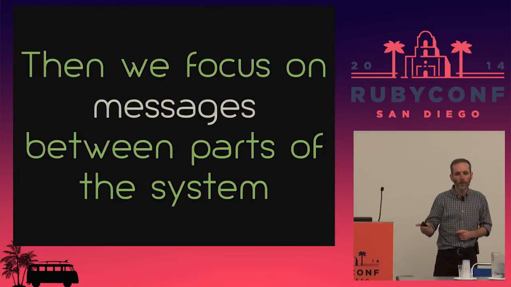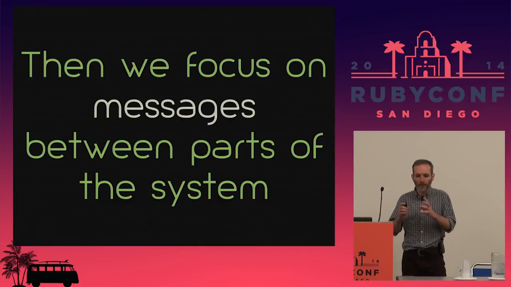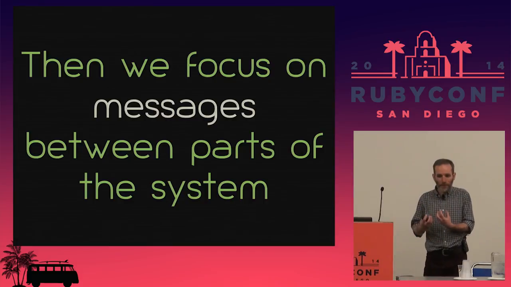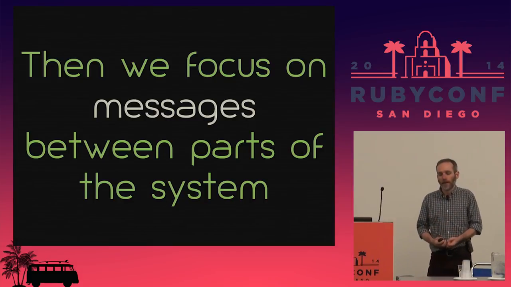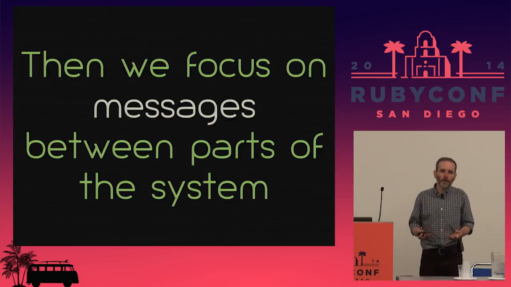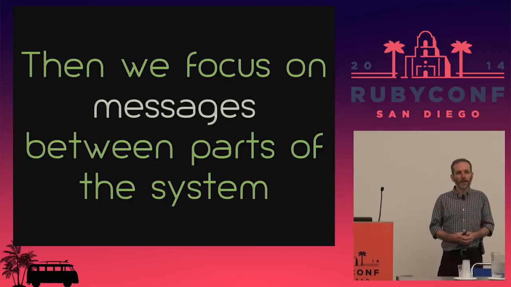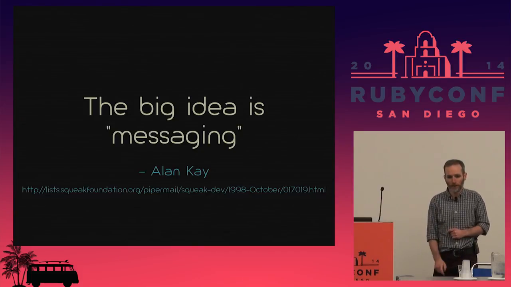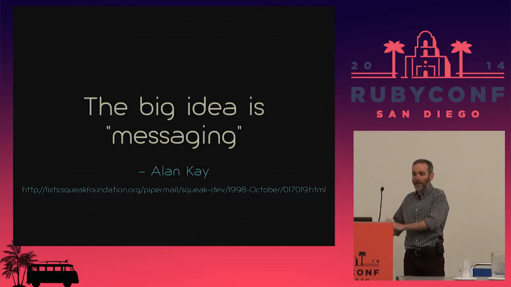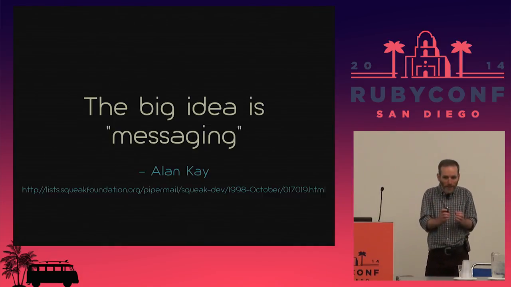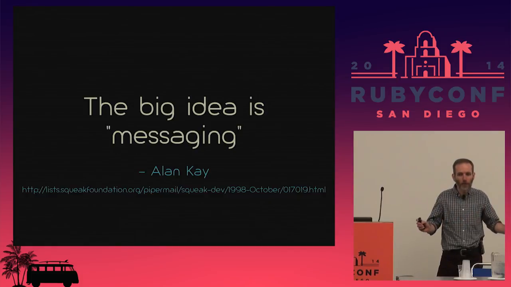Now, this is probably the most important thing I want to say today, that we start to focus on the messages between parts of the system. So this is a really big idea, and it's a really important idea. Alan Kay was the guy that coined the term object-oriented. And then later on, he showed a little bit of regret for doing this, because in his words, it put the focus too much on objects. And that's not the most important thing. For him, the big idea is messaging. And if you forget everything else I said today, just think the big idea is messaging. We want to think about not just the bits of system we're building, but how these things talk to each other.